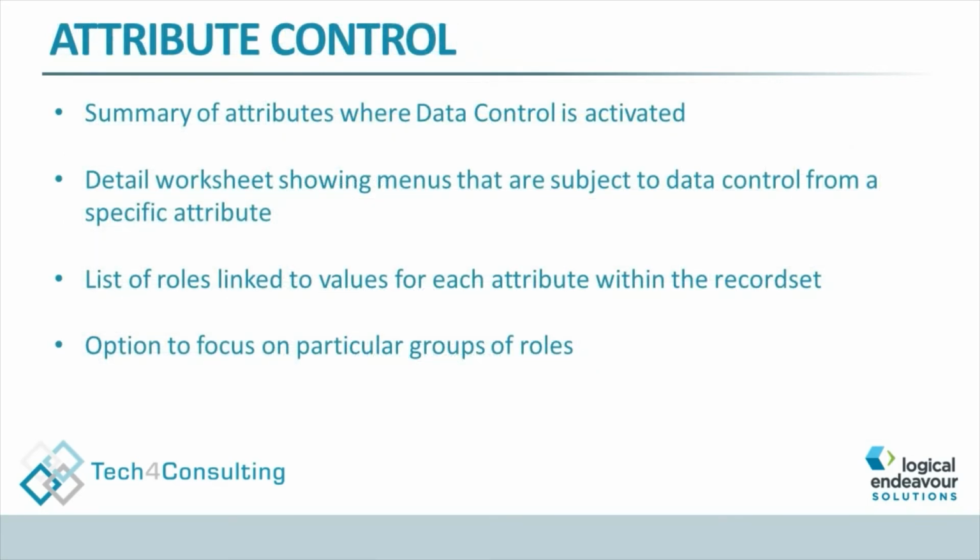The first of the data control reports within the suite is the attribute control report. This report generates a summary worksheet of all attributes where data control has been activated, and then for each of those attributes generates a detailed worksheet showing the menus that are subject to data control for that particular attribute. For all attributes within scope of the report, a list is generated showing the roles that are linked to it. As with most of the reports in this suite, it is possible to focus in on particular roles or particular groups of roles to limit your record set.